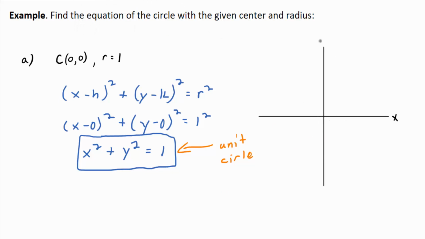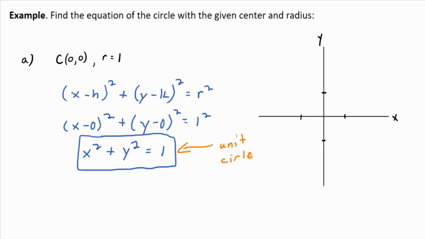So here's the x-axis, here's the y-axis. The center is at (0, 0), and you're just going to go out to graph it. You would go out 1 unit to the right. The best way to graph a circle, if you're just doing a quick sketch by hand, is to just plot 4 points. Go out 1 radius to the right, 1 to the left, 1 radius up, 1 radius down. In this case, you're going to go out a distance of 1 left, right, up, down.